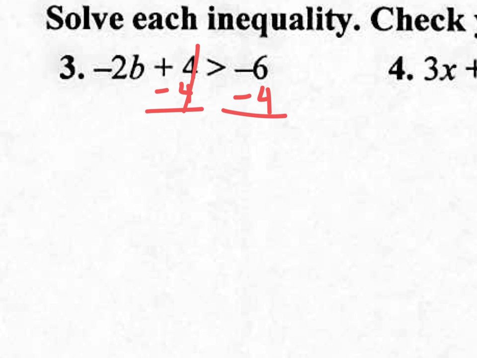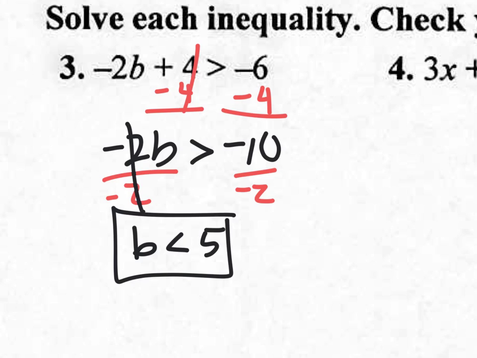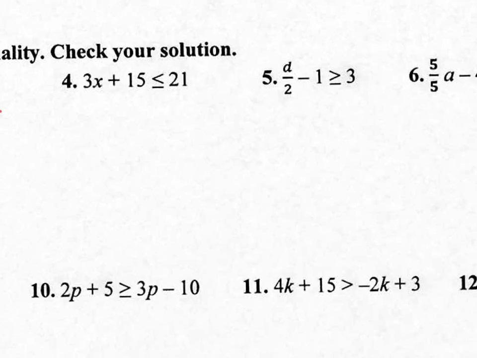You're going to end up with a new inequality that says negative 2b is greater than negative 10. And of course, you could get rid of the negative 2 by dividing by negative 2. Now, again, we just divided by a negative, so the inequality has to flip, and you end up with a positive 5 right there, so b is less than 5. You guys got it? So, if you look at these other ones, they're a little bit more complicated.